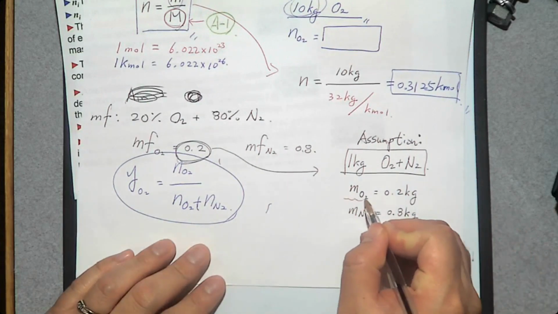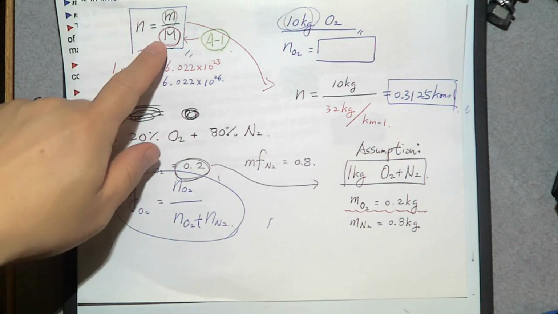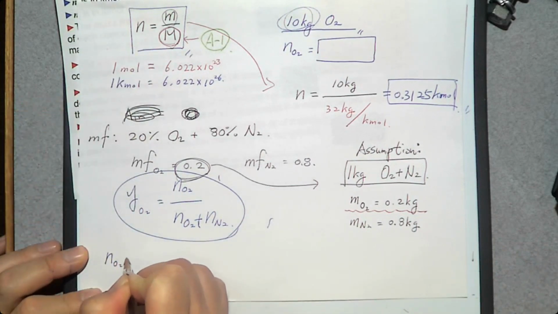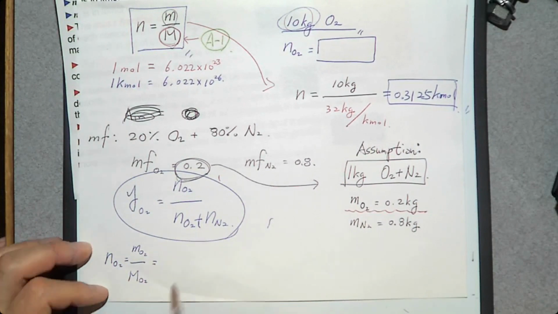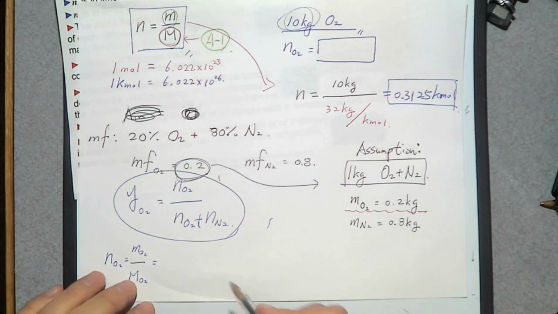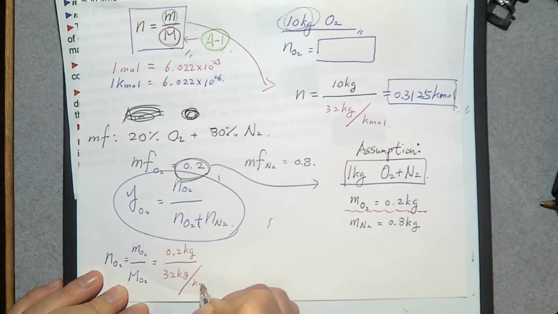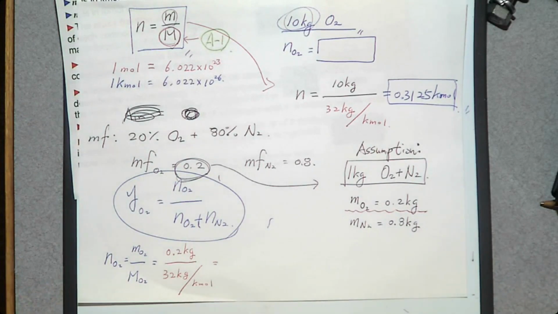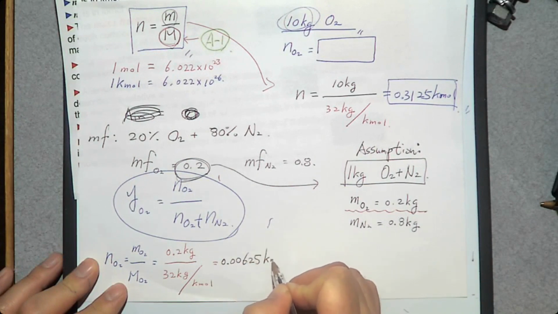So how do we determine the number of moles of oxygen? By using this equation: N is mass divided by molecular weight. So N of oxygen is going to be the mass of oxygen divided by the molecular weight of oxygen. We already know the molecular weight of oxygen is 32 kilograms per kilomole. So this is going to be 0.2 kilograms divided by 32 kilograms per kilomole. If you do the calculation, 0.2 divided by 32, we get 0.00625 kilomole.